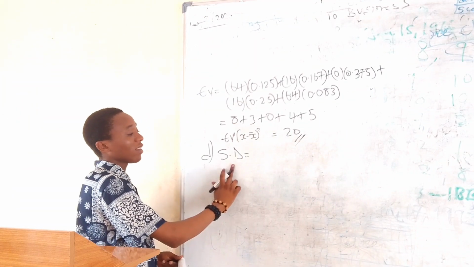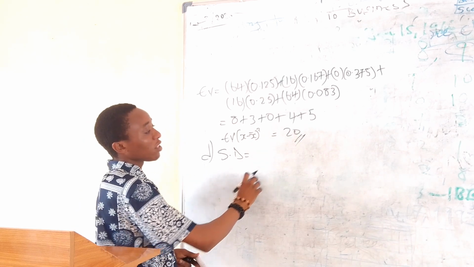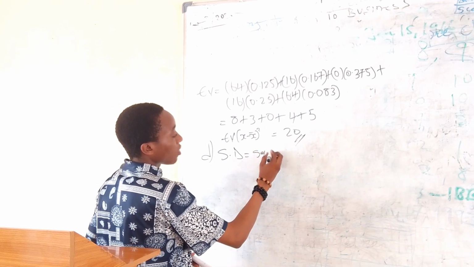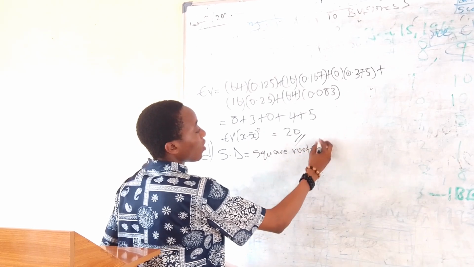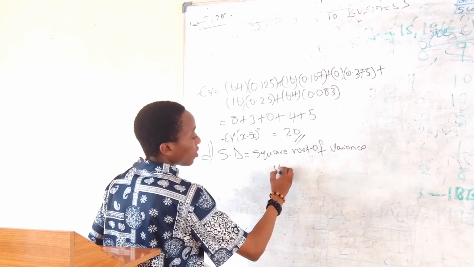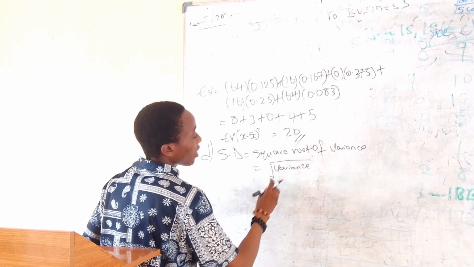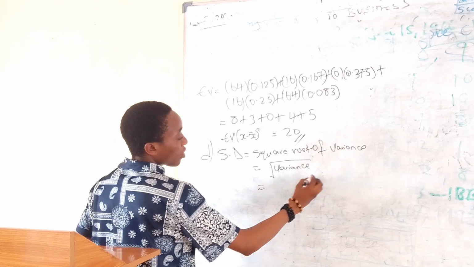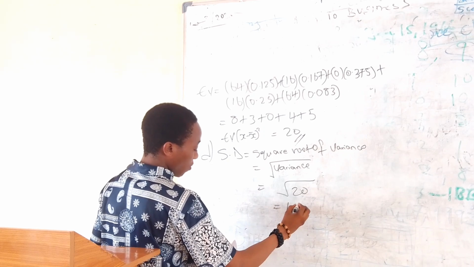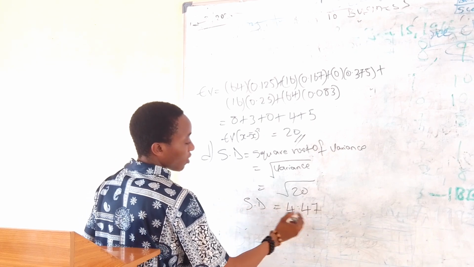And the last question says we should find the standard deviation. Now, the standard deviation is the square root of the variance, and we already got the variance as 20. So now we just need to find the square root of 20. So the standard deviation is the square root of variance, and our variance here is already 20. So the square root of 20 is equal to 4.47. That's our final answer.